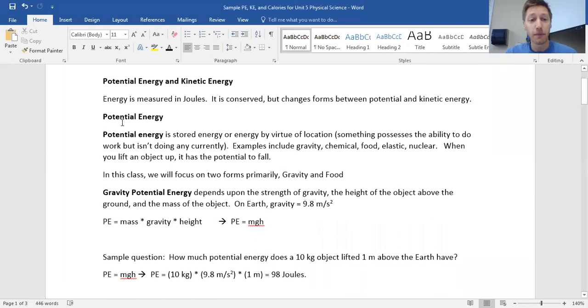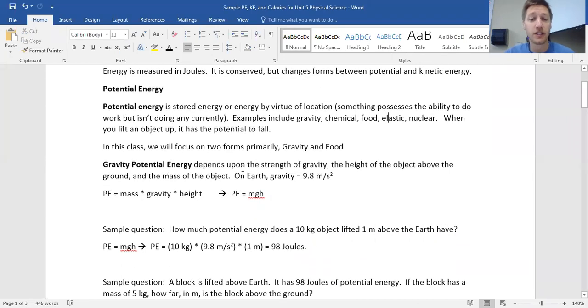So when you think about potential energy as being stored energy, like if you had some food, that's stored energy, or by virtue of location, where is it at? If you lift something up in the air, it has energy by virtue of being lifted up into the air. Other examples include chemical energy, elastic energy like springs storing energy, and nuclear energy. So we're going to focus on two forms of potential energy in this class: gravity and food.